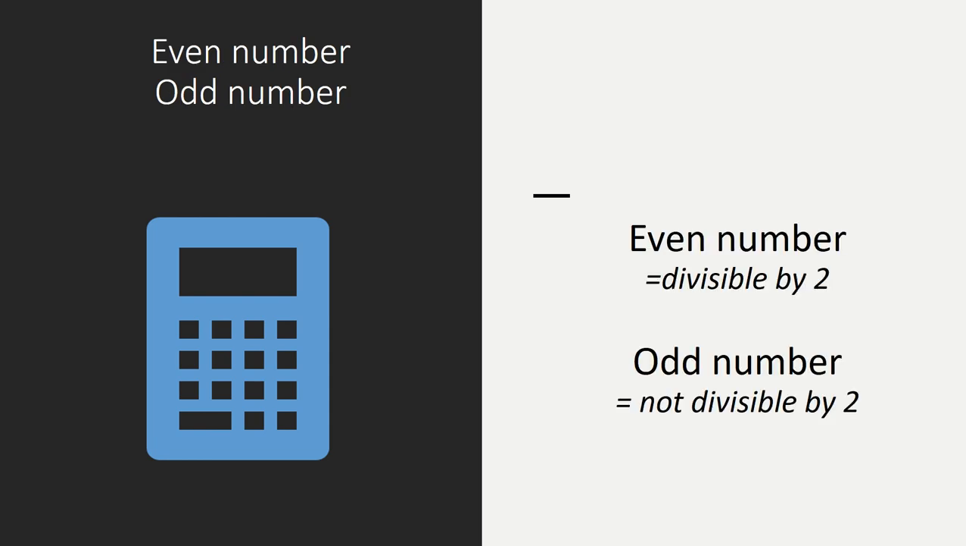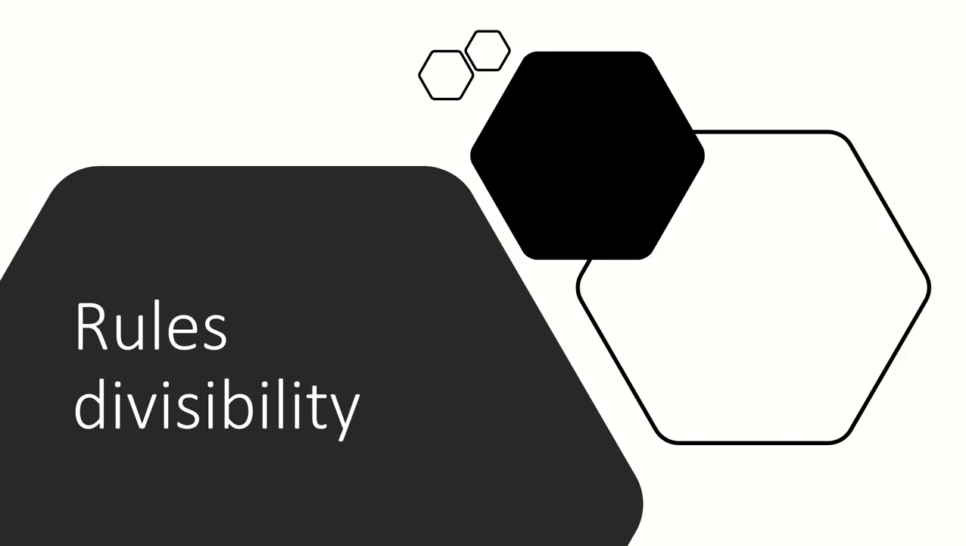An even and an odd number. An even number is divisible by 2, so you can divide it by 2. An odd number is not divisible by 2, so you cannot divide it by 2. So you will get some large numbers and you need to tell if you can divide it by 3 or if you can divide it by 4, and therefore there are some rules. Those rules are really important.